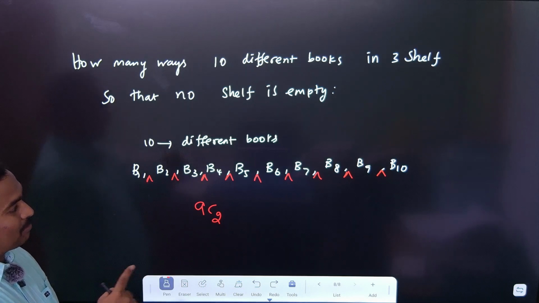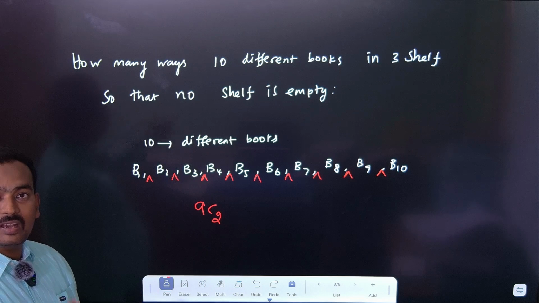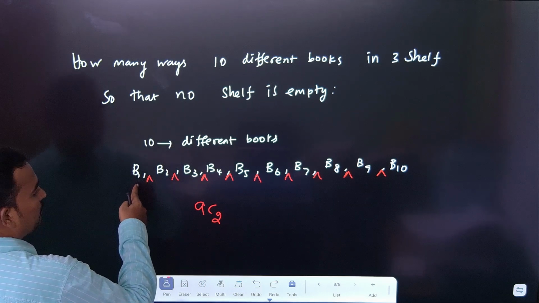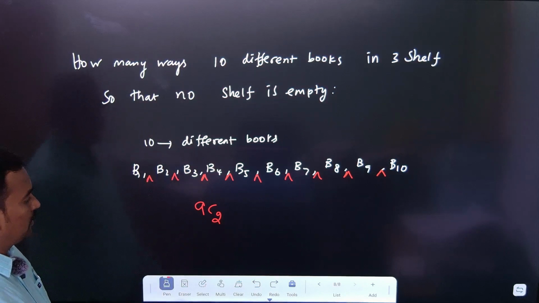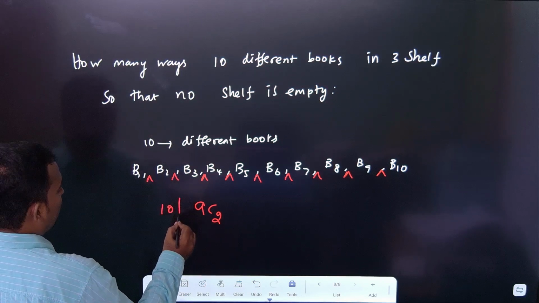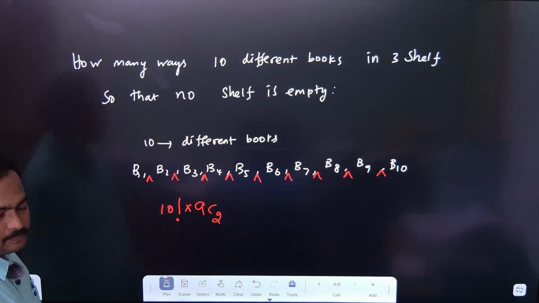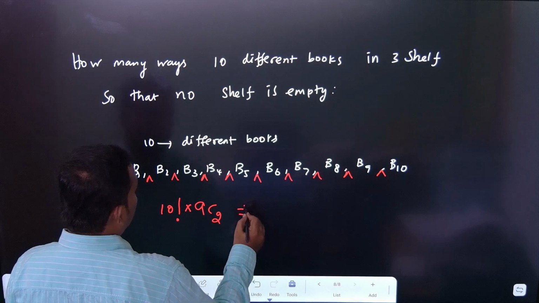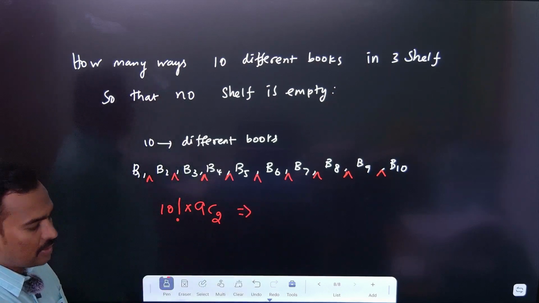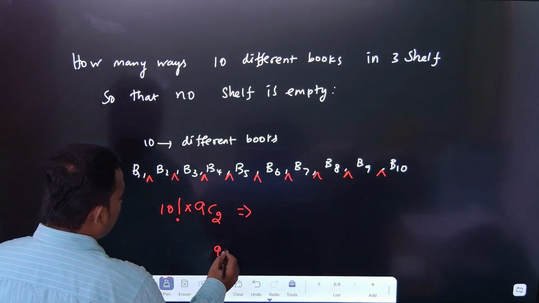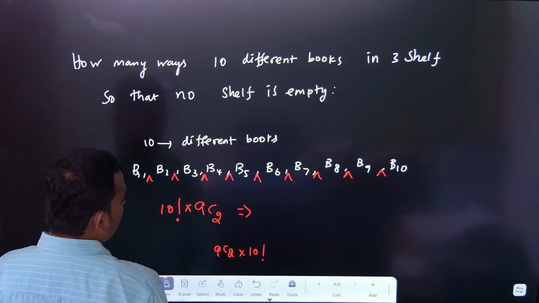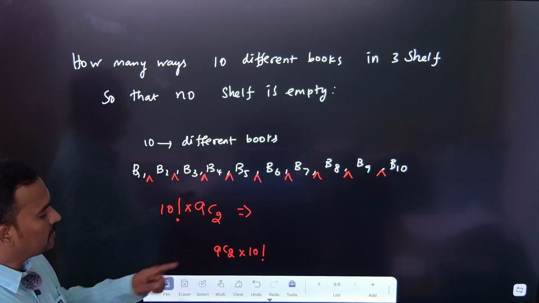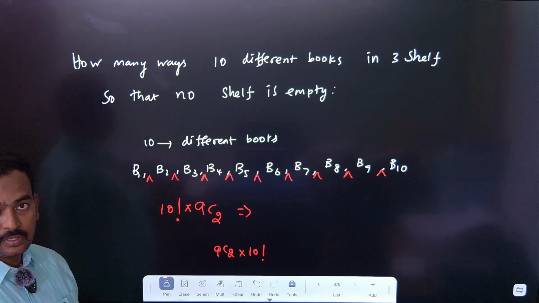Among the 10 books, they will be arranged. Maybe here B2, here maybe B3, here maybe B7 in the first place, whatever it is, right? Therefore, the books among them you have to arrange in 10 factorial ways. Okay. So, the answer for this question is 9C2 into 10 factorial. This 10 factorial is the arrangements of the different books, and 9C2 is for the gaps.